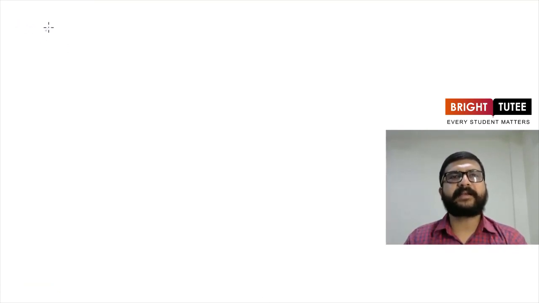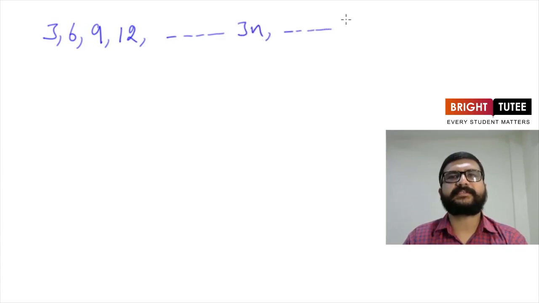Now let's say we are having a pattern of numbers like this: 3, 6, 9, 12, and it goes on like this. Then it is 3n. These are all multiples of 3 if we observe carefully. The first one is 3, that is 3 into 1, and then 6, 3 into 2, and then 9, 3 into 3, and then 12, this is 3 into 4. So this is basically 3n.